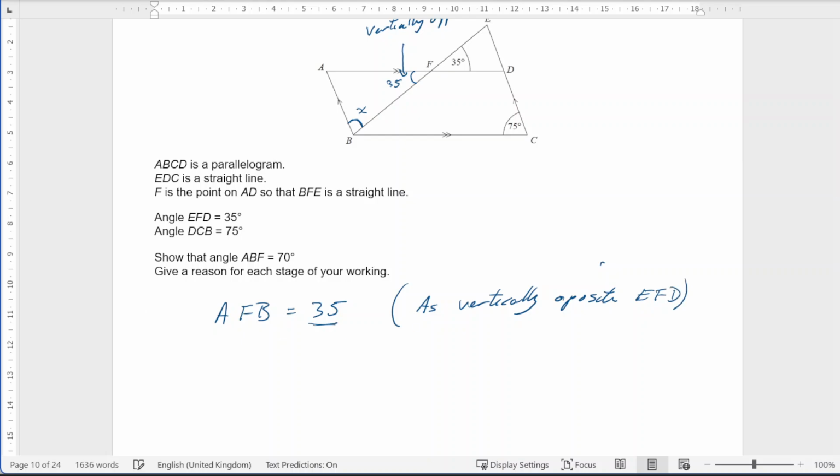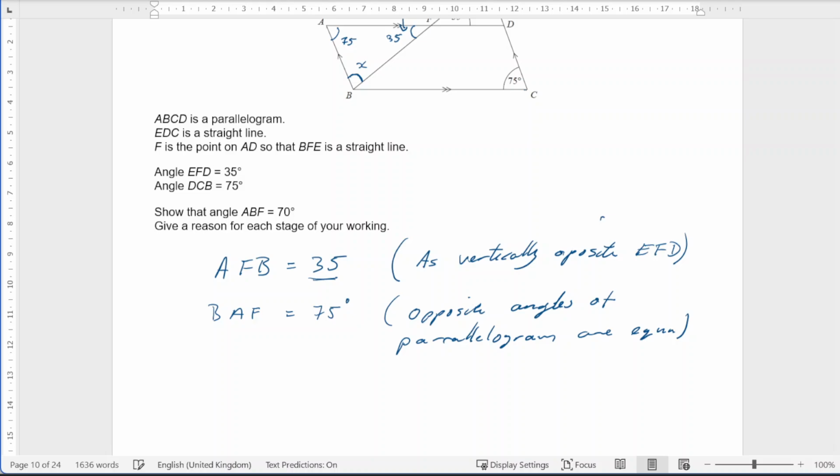So I'm also then going to say that this angle here is going to be equal to 75. And the reason being is these are opposite angles of a parallelogram. So I'm going to say BAF is equal to 75, and its opposite angle of a parallelogram are equal. So I've got two out of the three angles.